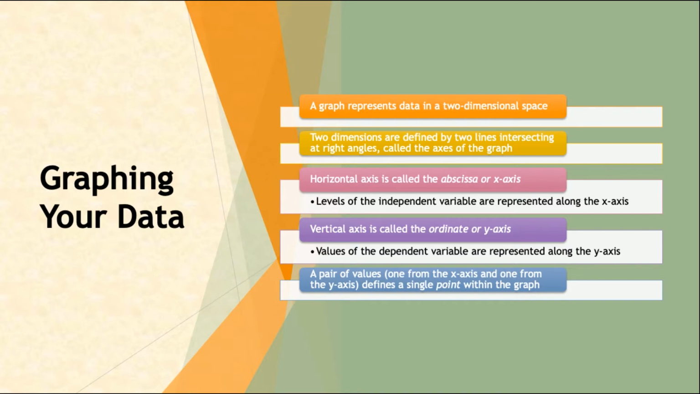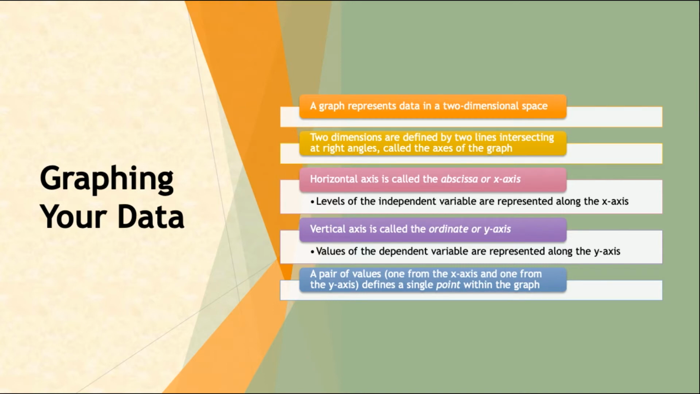Graphs represent data in two-dimensional space. The two dimensions are defined by two lines intersecting at right angles, called the axes of the graph. The horizontal axis is called the abscissa or the x-axis. Levels of the independent variable are represented along the x-axis.